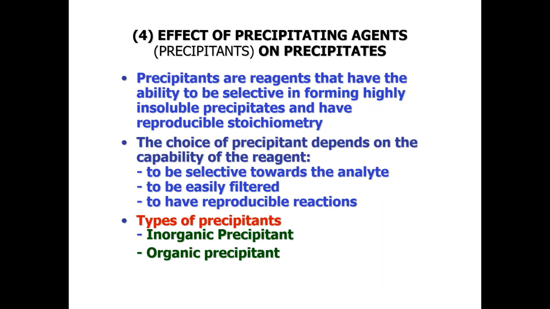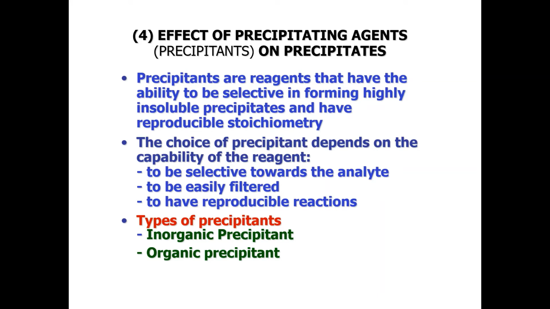Number 4 is the effect of the precipitating agent used to precipitate our analyte. So, the choice of a good precipitant. If you look over the notes, precipitants are reagents that have the ability to be selective. So what is meant by selective? There are a lot of ions, and yet it is very specific to our analyte without precipitating all the other ions. So that is what is meant by a selective precipitant.